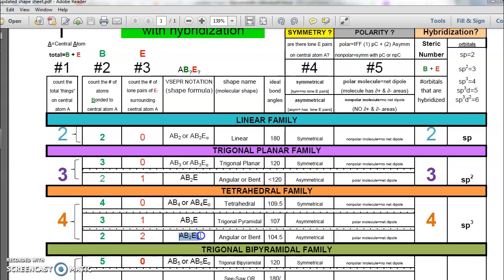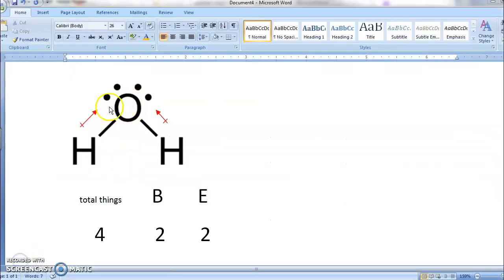This is what we call the VSEPR notation, or the valence shell electron pair repulsion notation, or also called the shape formula. The shape formula has the standard form A for central atom, B for bonded atoms, E for lone pairs. My B is 2, so I write AB subscript 2. My lone pairs are 2, so I write E subscript 2. And now I have the name of the molecule's shape. Water is cleverly given the name angular or bent. I think we can see why water's angular or bent.